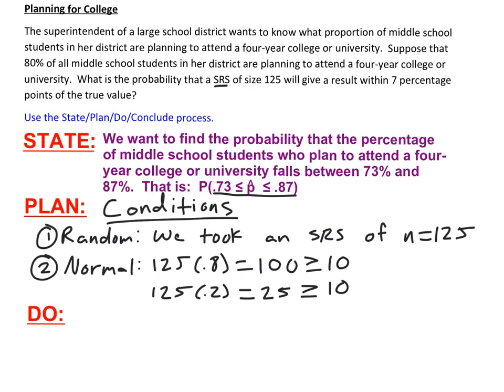Successes are students that are saying they're planning to attend a 4-year school. We have 100. And our failures are those who are saying they're not. As always, keep in mind, use those terms loosely. It doesn't make any implication about good or bad. Success is just what we're measuring, and that is students that are attending a four-year school. We've got 10 of each, so we can use the normal CDF.